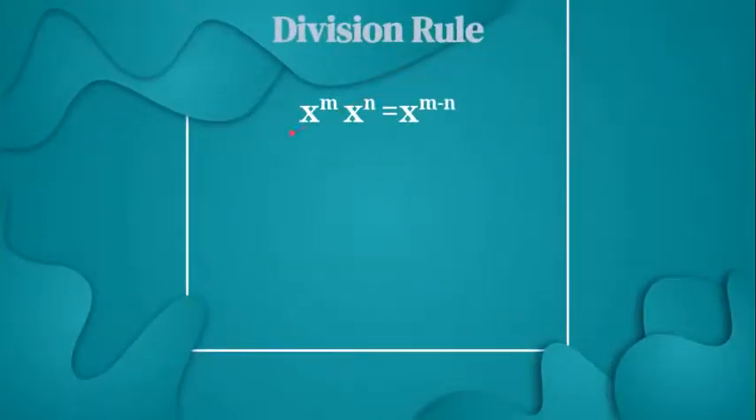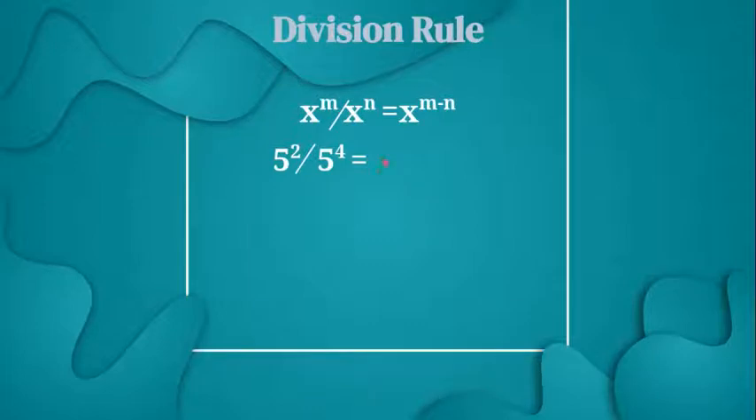Division rule. x to the power of m over x to the power of n equals x to the power of m minus n. So if we use real numbers now, 5 to the power of 2 over 5 to the power of 4. How you're going to solve this is, you just want to keep the same base number. So here we have 5, here we have 5.